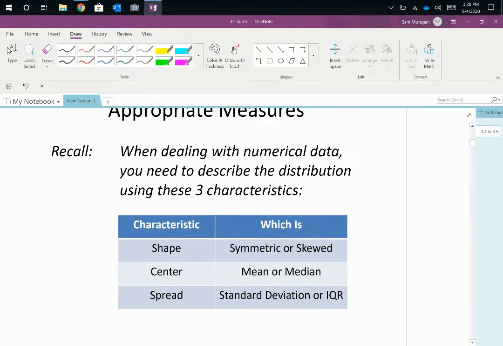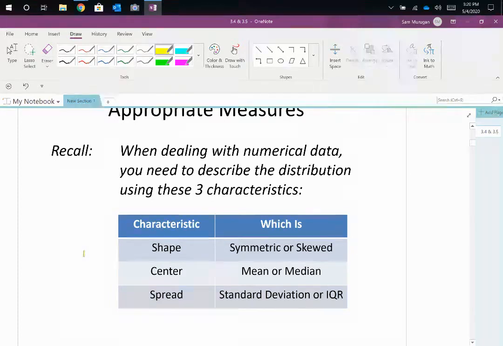Recall when dealing with numerical data, I know you guys have heard this 1,000 times, but shape is symmetric or skewed. This is strictly numerical data. Center is median or mean, and spread is standard deviation or IQR. And remember, if it's symmetric, then we use mean and standard deviation. If it's skewed, we use median and IQR.